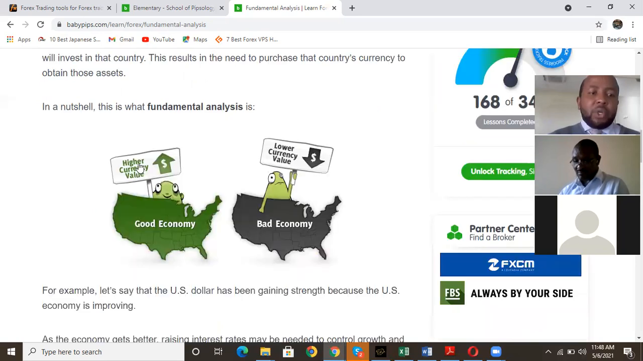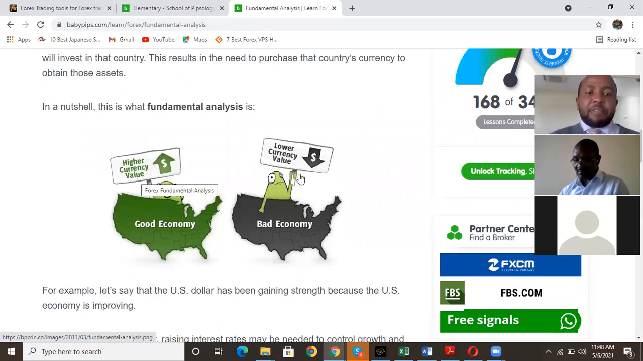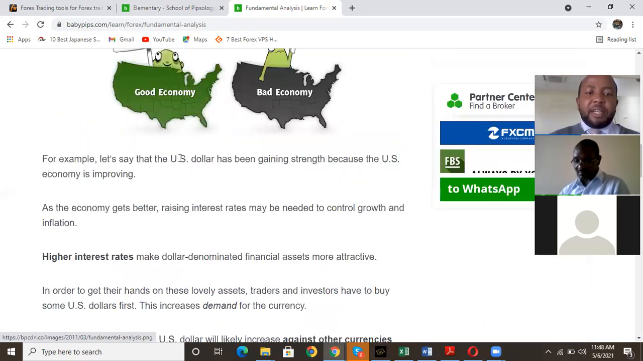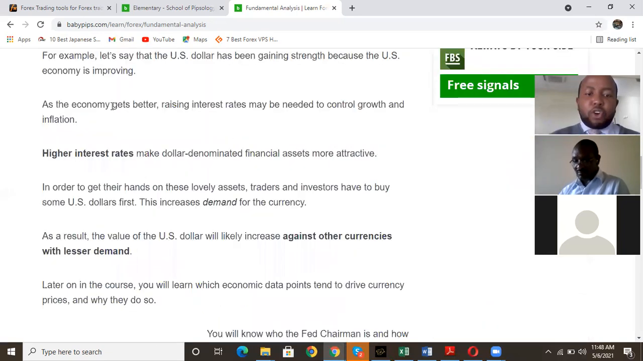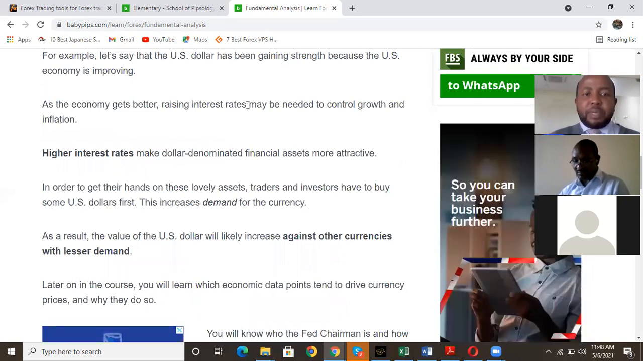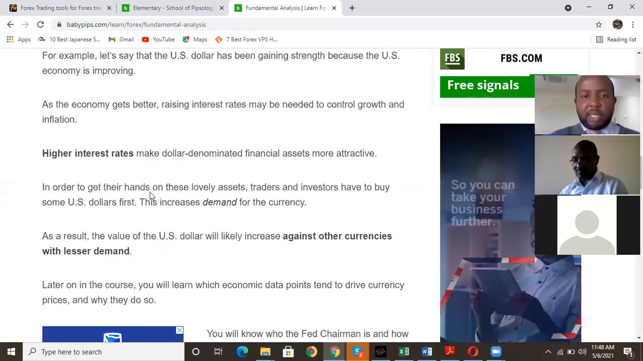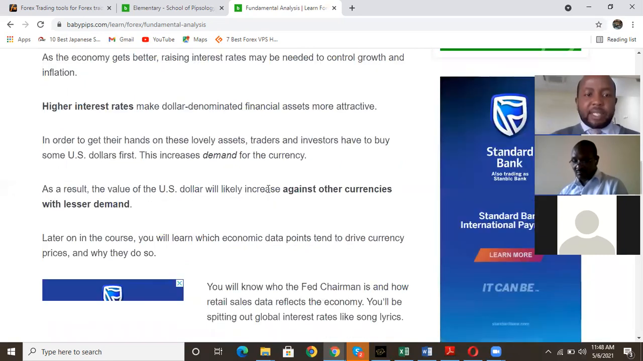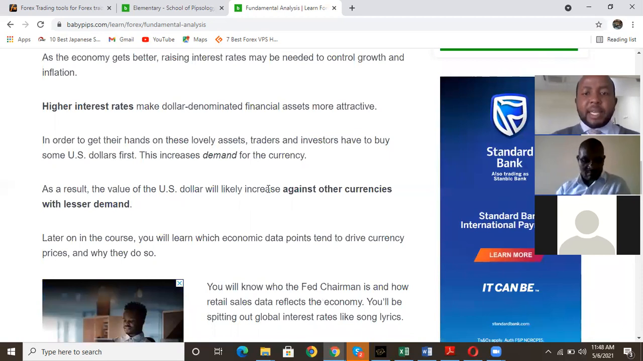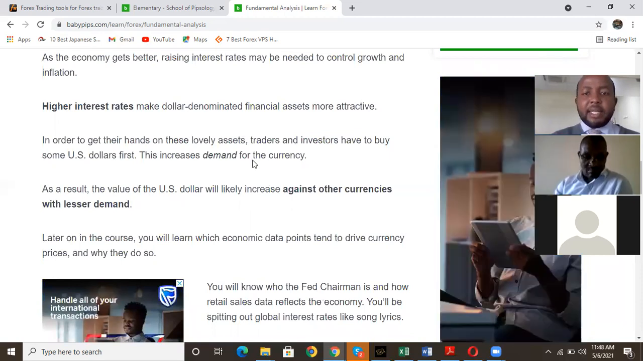So this is a higher currency value against a lower currency value, good and bad economy. Higher interest rates will make dollar-denominated financial assets more attractive. As the economy gets better, raising interest rates may be needed to control growth so that the economy does not overheat. As a result, the value of the US dollar will likely increase against other currencies with lesser demand.